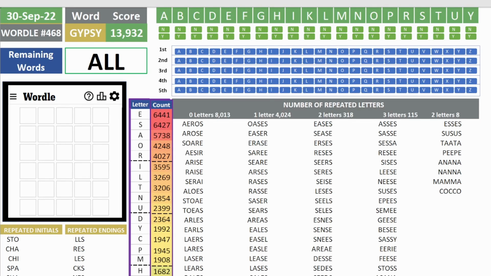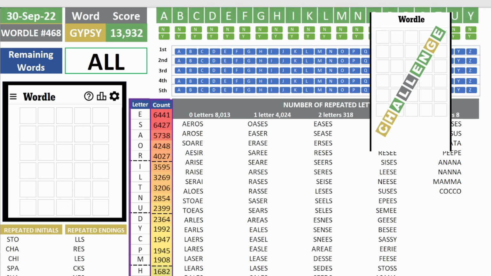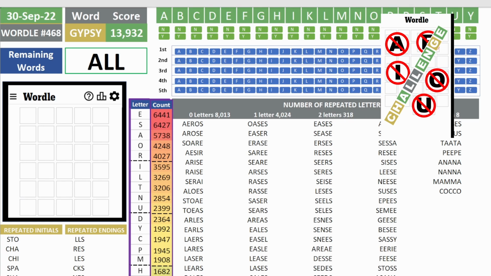Welcome to another round of Wordle. Today is day 5 of the No Vowel Challenge. So look at the link here to know what that is and to see past videos.